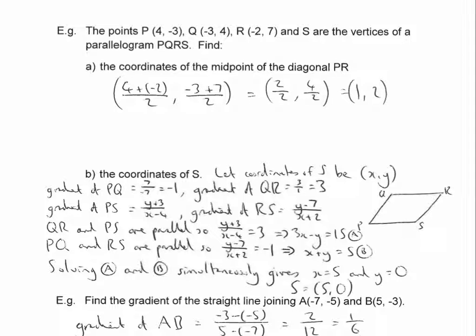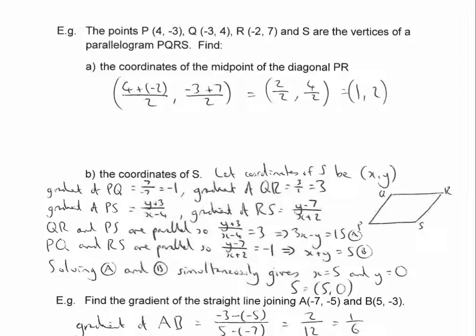So, first of all, you're asked to find the coordinates of the midpoint of the diagonal PR. And that backs up what we said, P and R are not next to each other. So, the midpoint is done by averaging the x's, averaging the y's, and you get an answer of 1, 2. We then get on to part B, which says find the coordinates of S. So if you've got the other 3 coordinates of a parallelogram, where must that fourth coordinate be?